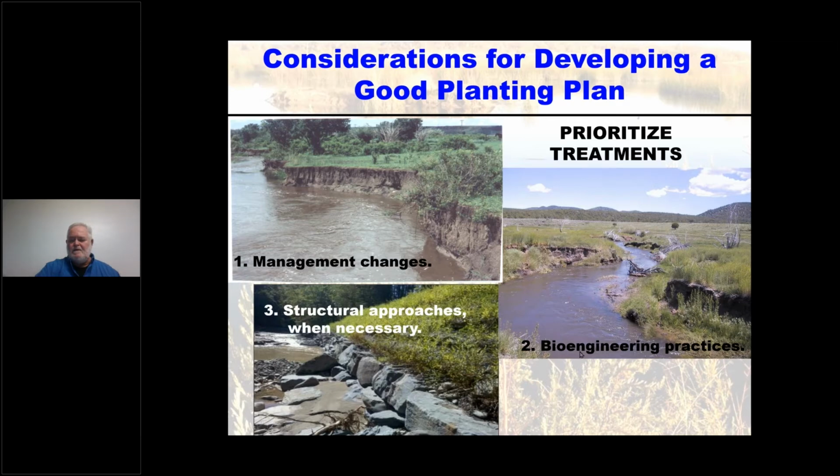Number 2 is looking at bioengineering practices, planting, getting your woody vegetation back in to the system, making sure that you're working with the stream to keep it from eroding more, or reducing the erosion, I should say. And number 3 is structural approaches when necessary. And sometimes, of course, you're going to have to get into some pretty heavy-duty structure, but we have developed a number of planting techniques that go right with those structures. So you can work with the engineers to get plants in those structures.